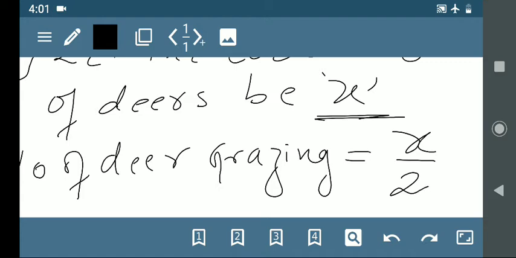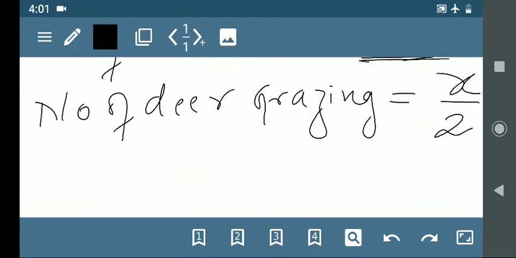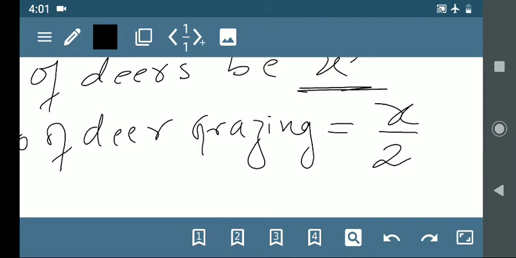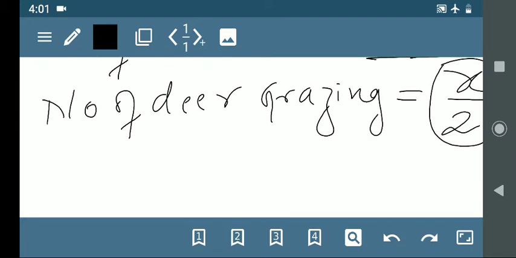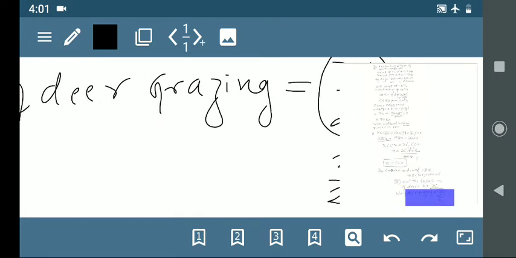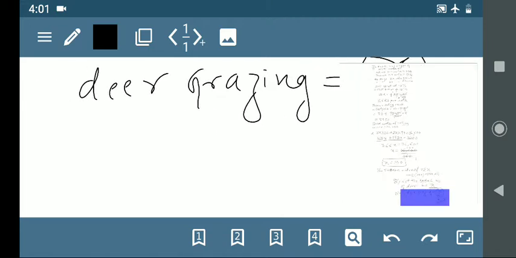Okay, so next, three-fourth of the remaining. Already, out of x, half, x by 2, are grazing. Three-fourth of the remaining in the sense, what is remaining of the deers now? X by 2 are the remaining deers. Three-fourth of them in the sense, into 3 by 4. What are they doing? Three-fourth of the deer are playing.